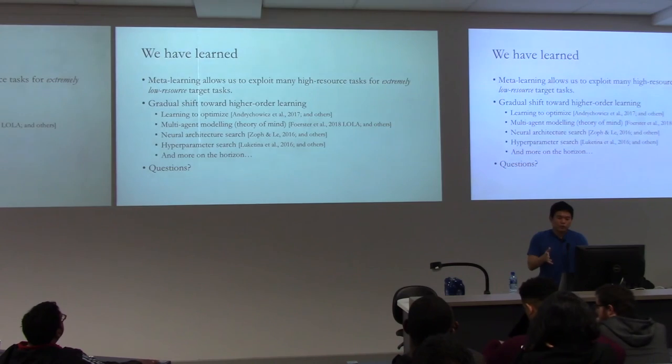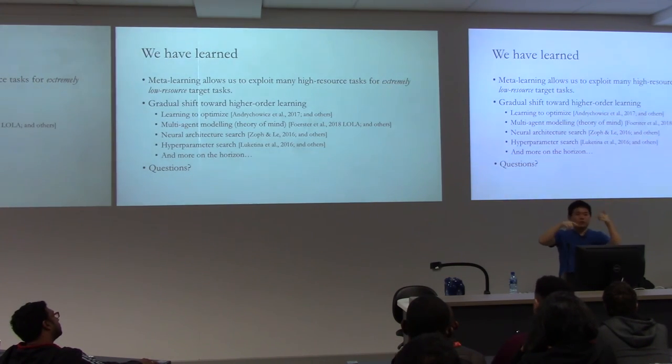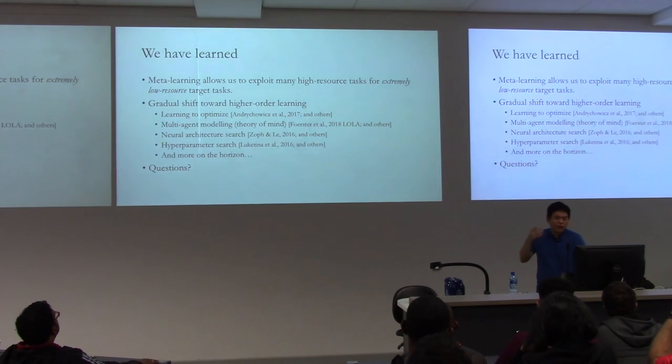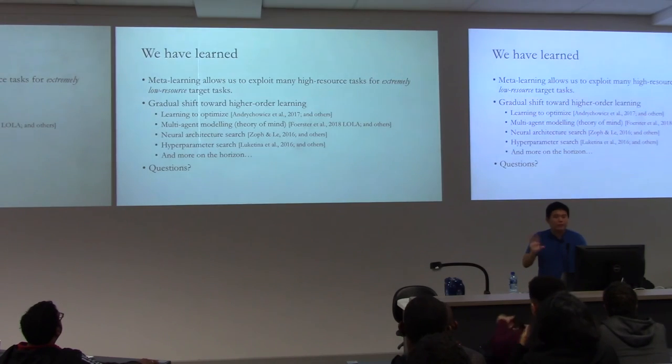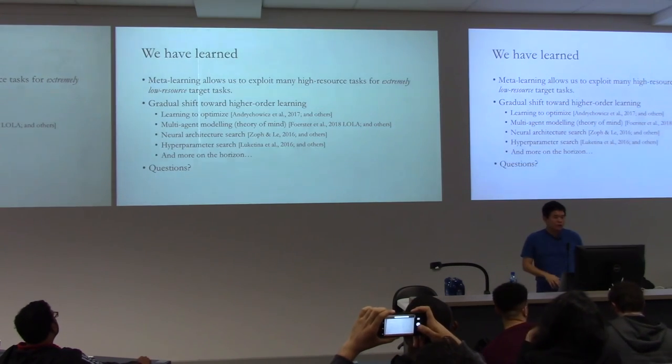Multi-agent modeling is also one of them, with the theory of mind. When you train a two-agent system, can you train one agent to simulate the other agent's learning behavior, and then can you do better? Neural architecture search, you probably heard about it by now. That one is trying to come up with the architecture of the neural net that's going to work well for multiple problems in the future. Hyperparameter search is obviously one of them, and it seems like there are more on the horizon. So that's going to finalize my talk.